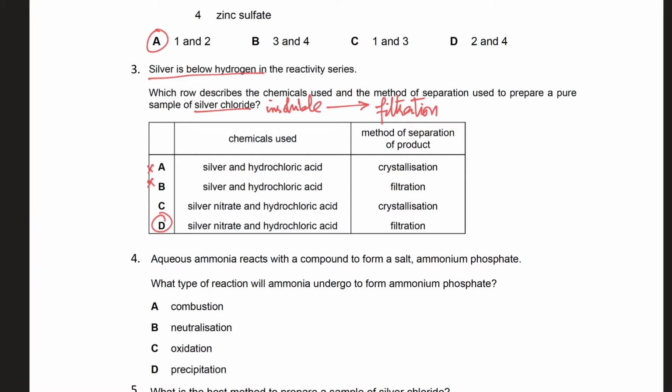Aqueous ammonia reacts with a compound to form a salt, ammonium phosphate. Obviously, you have ammonia, it's going to react with something with phosphate in it. Which type of reaction will ammonia undergo to form ammonium phosphate? Now, as you know, aqueous ammonia is alkaline, so it must react with something with the phosphate in there. All ammonium salts are soluble, so it's going to be some soluble thing that it reacts with. So we are looking for a neutralization reaction, an acid-base reaction, as you can see.